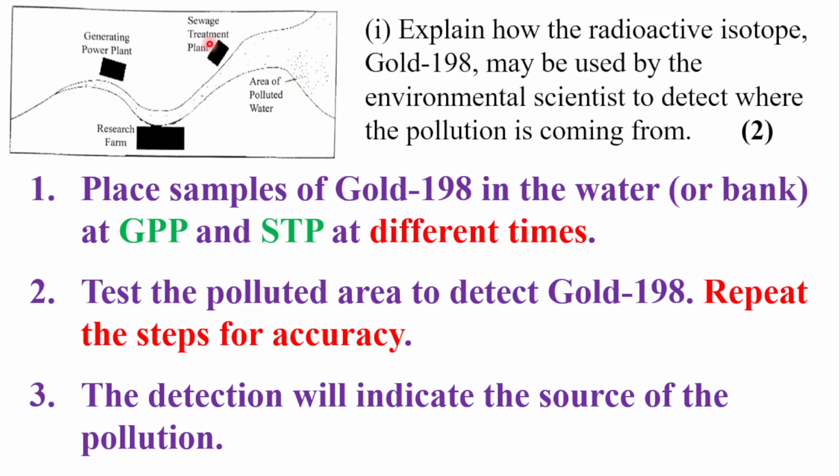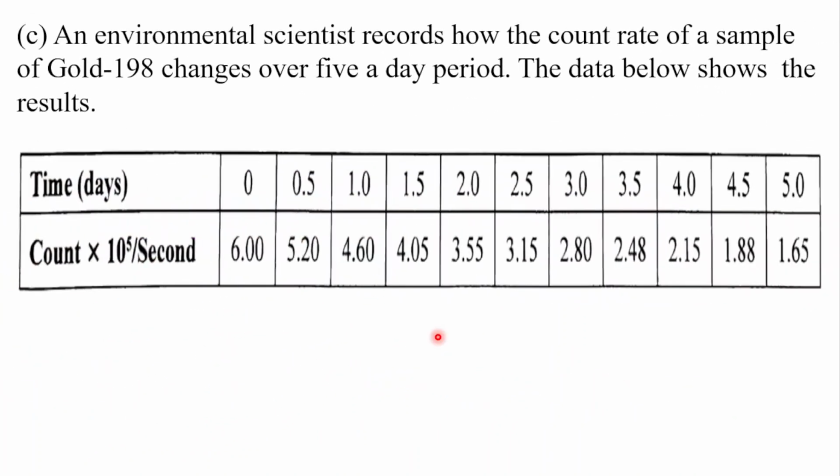If you put it at a sewage treatment plant and it shows up at the polluted area, yes, the sewage treatment plant is causing pollution. If it's not showing up, then it's not what is causing the pollution. Again, you do it more than once for accuracy. All right. Let's jump to the next part of our question here now.